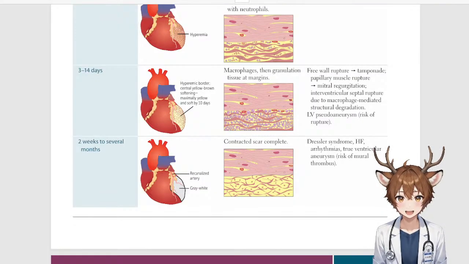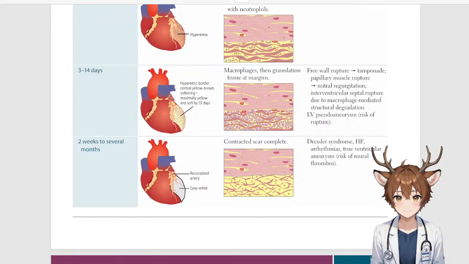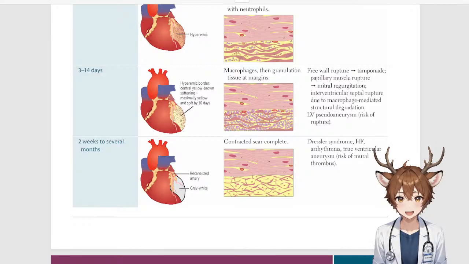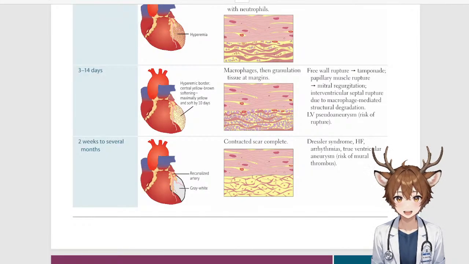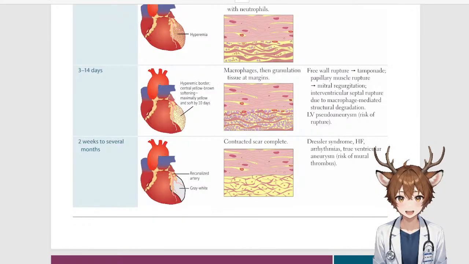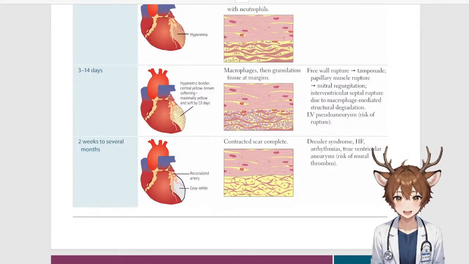When you're talking about a heart attack, when they say a patient had a heart attack 3 days ago, 5 days ago, 2 weeks ago, 5 months ago, whatever, you think about what stage they're in and what things you might see in histology and what kind of complications there might be given the current situation.